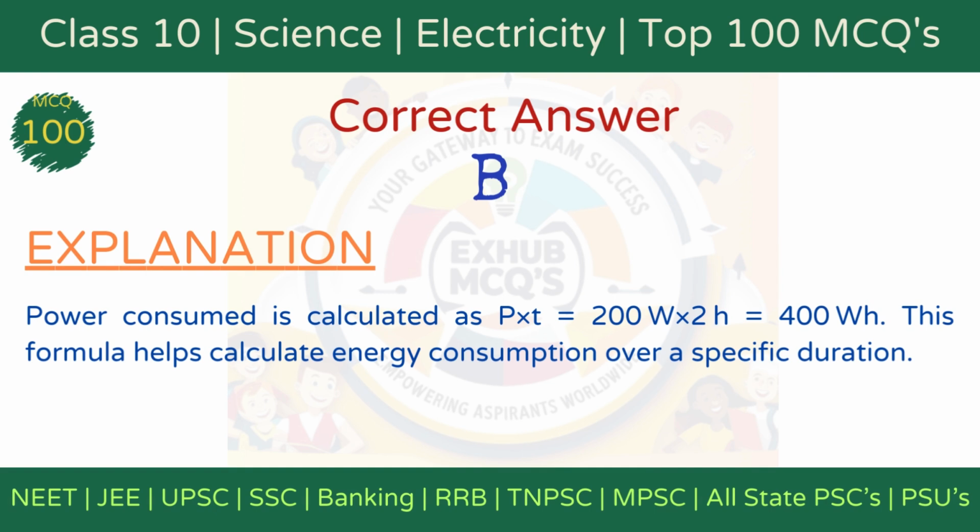Explanation. Energy consumed is calculated as P multiplied by T. Substituting P equals 200 watts and T equals 2 hours, we get energy equals 200 multiplied by 2, which is 400 watt-hours.